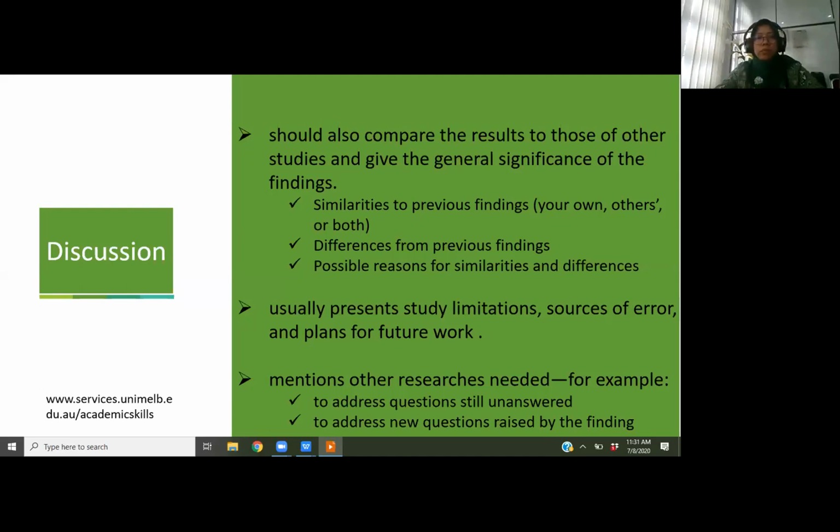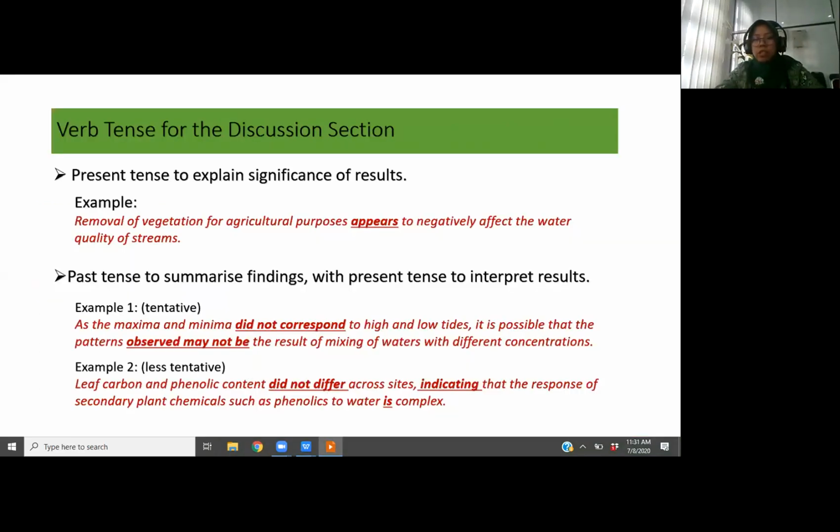And then verb tense for the discussion section. Let's see. The first one, present tense to explain significance of result. For example, I didn't take it from our field, but I found this from some reference. Example here: removal of vegetation for agricultural purpose appears to negatively affect. So it uses present tense to explain significant results, because in this part of the discussion, we comment on the significant or interesting result that we found from the study.